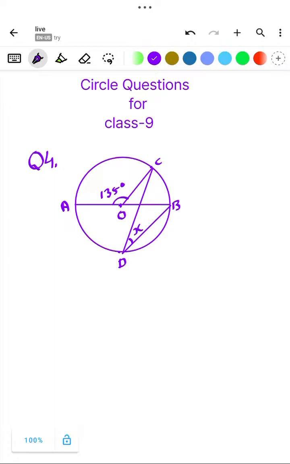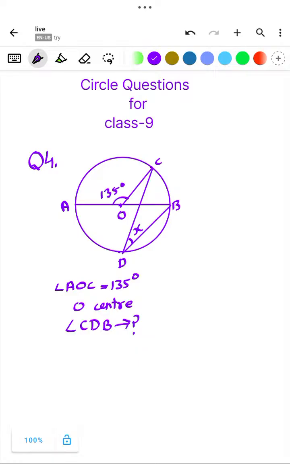So in the question, angle AOC is given 135 degree. O is given center of the circle, and you have to find angle CDB. This we have to find. So let's solve this question.